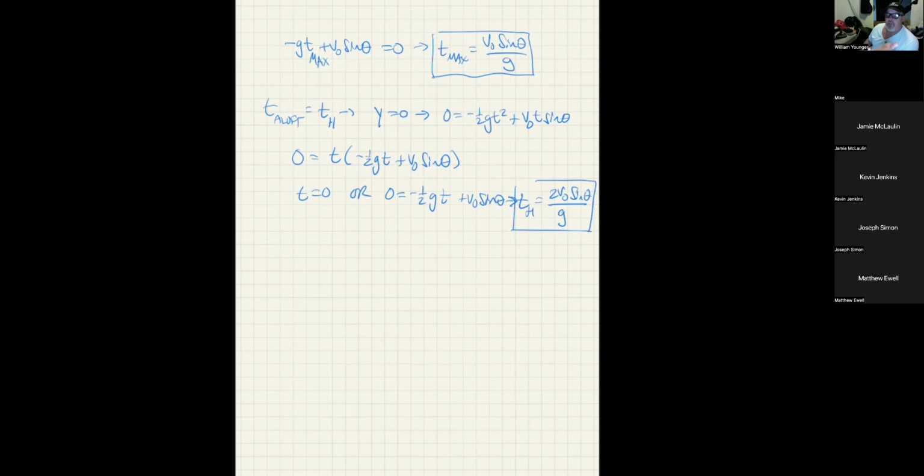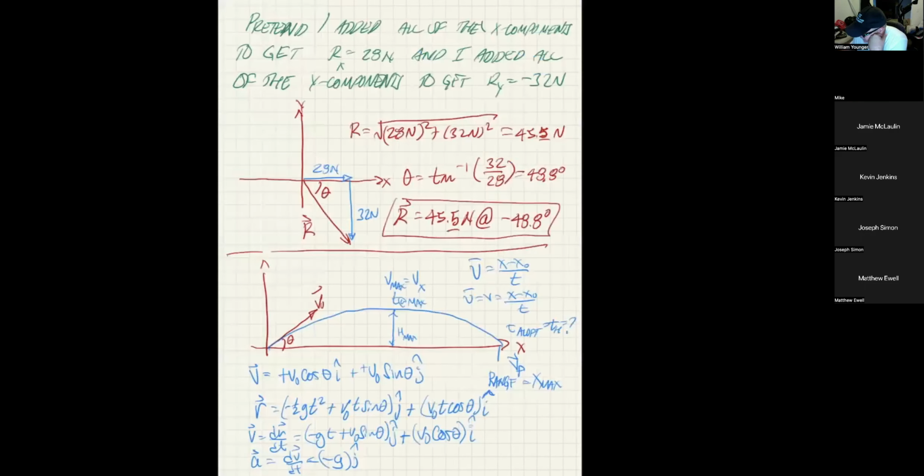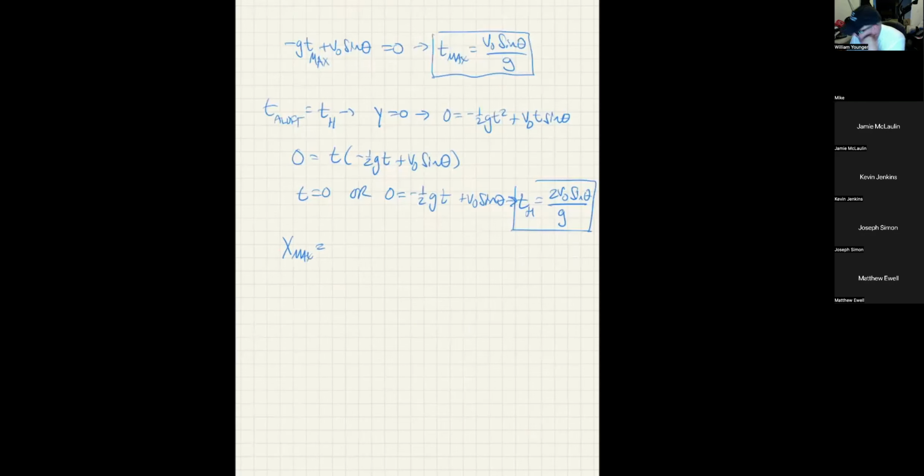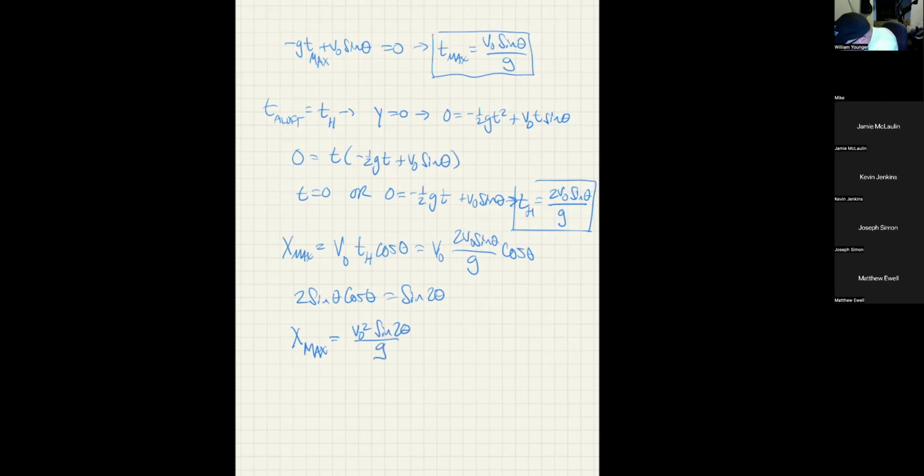And in fact, when you know how long it's going to be in the air, you can take that same vector r and ask, what is my x position at that time? Well, my x position is v0 t cosine theta. So I'll say x max is equal to v0 t hang cosine theta. That's v0 times 2 v0 sine theta over g times cosine theta, and there's a nice identity: 2 sine theta cosine theta is equal to sine of 2 theta. So I can finally say that the range x max, from firing and landing at the exact same height, is equal to v0 squared sine of 2 theta over g.